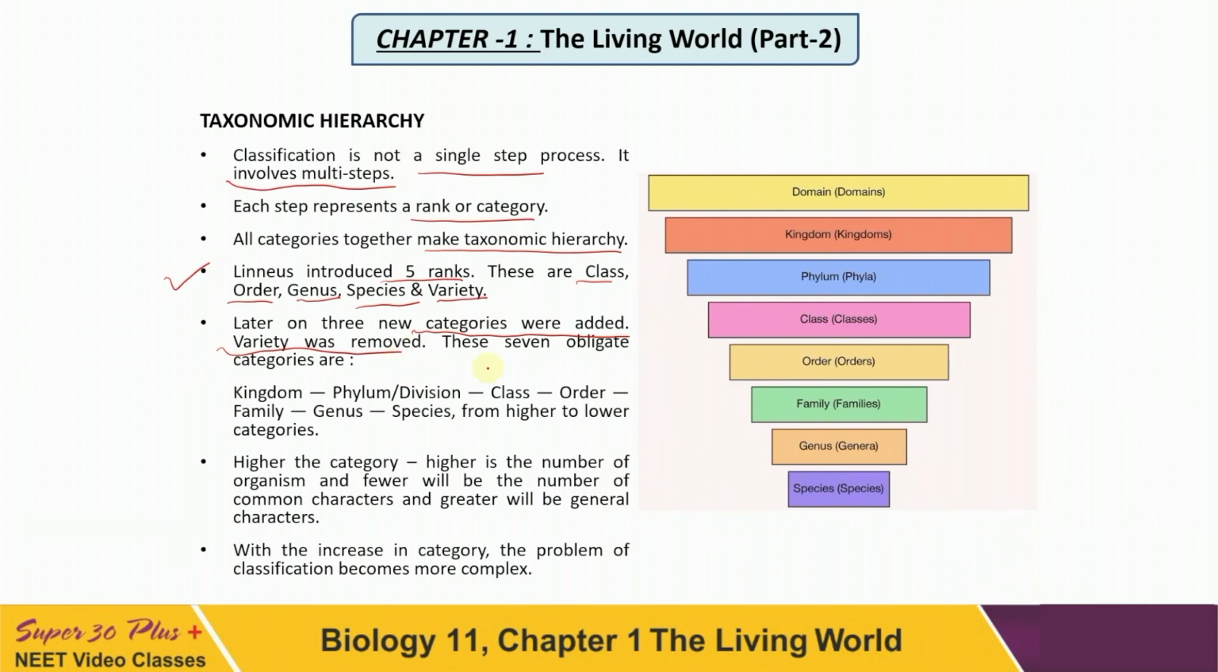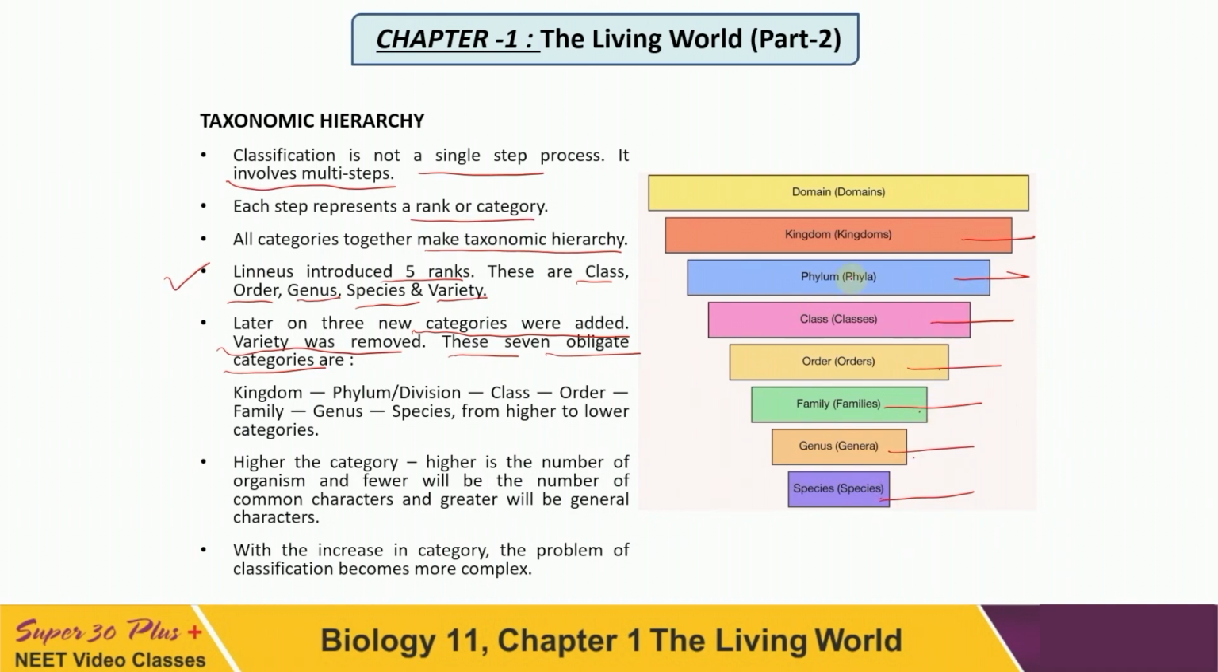All these we have in 7 total, and these 7 obligate categories are, starting from the lowest one, the species, then genus, then family, then order, then class, then phylum, then kingdom, and then the domain. Domain we do not include here. The 7 are 1, 2, 3, 4, 5, 6 and 7.